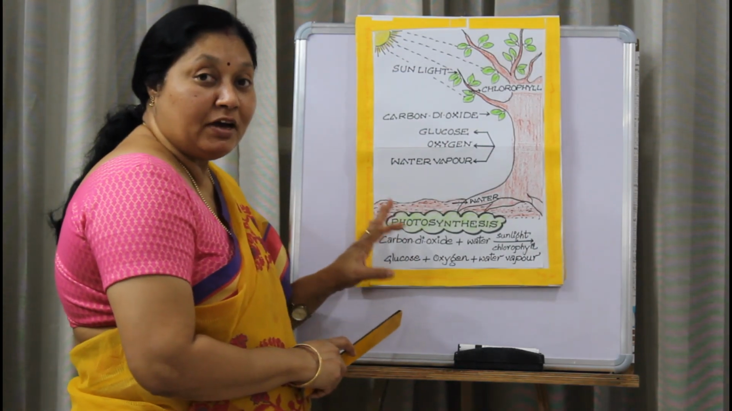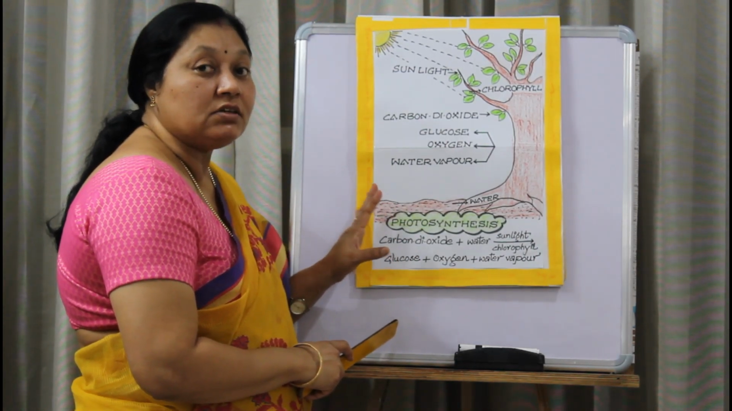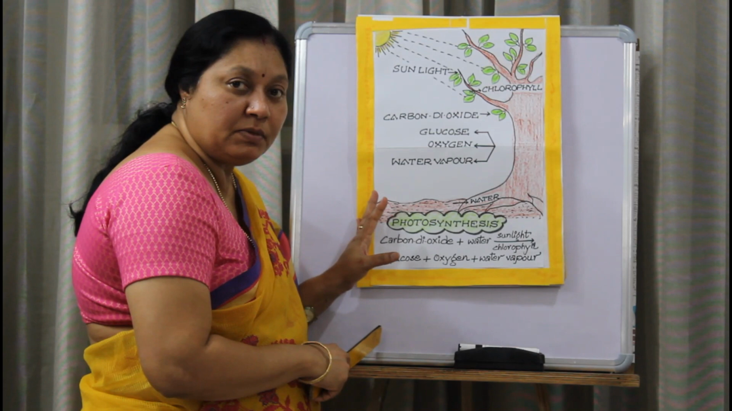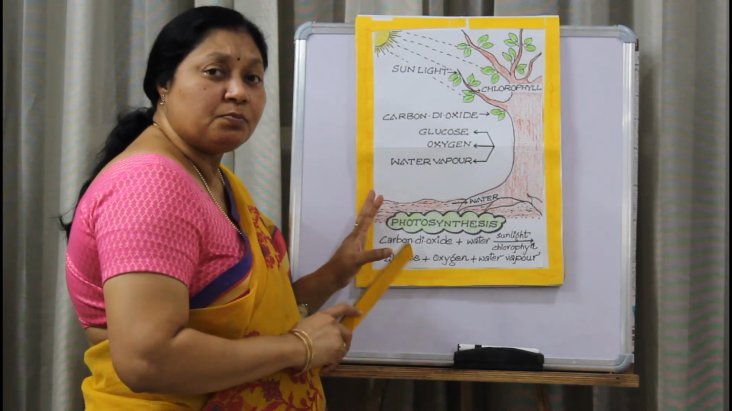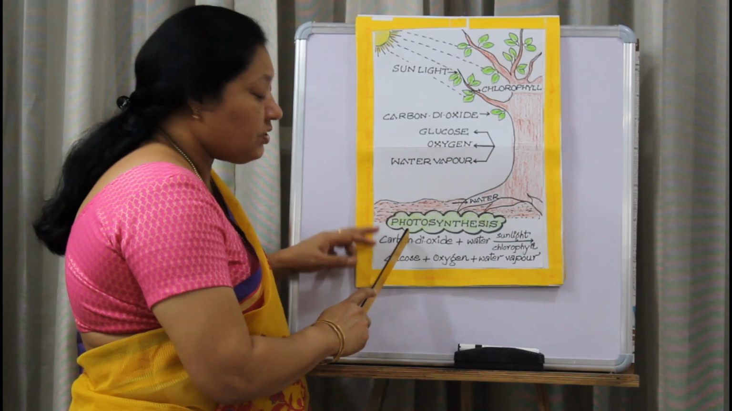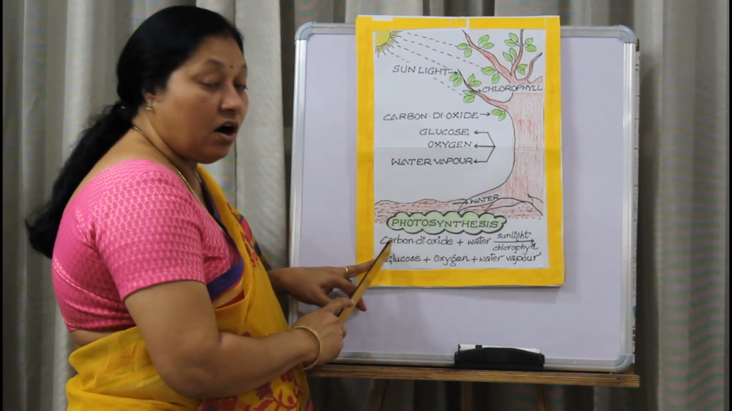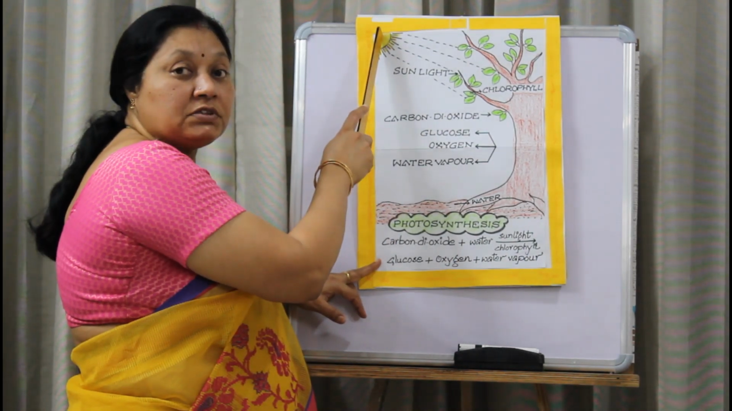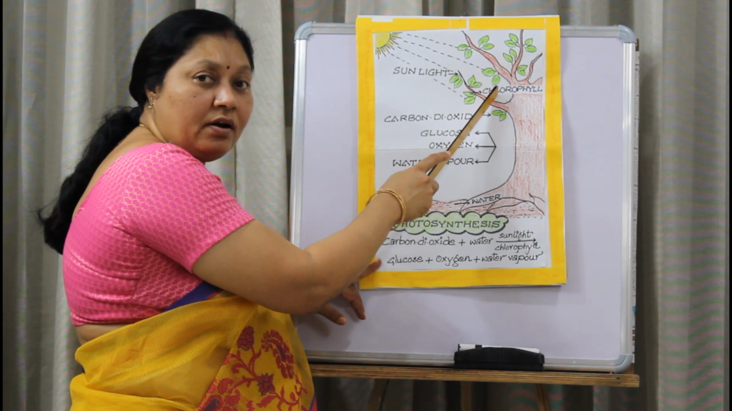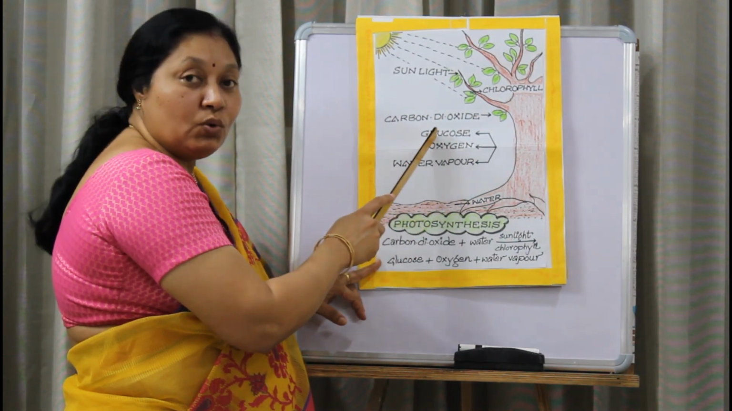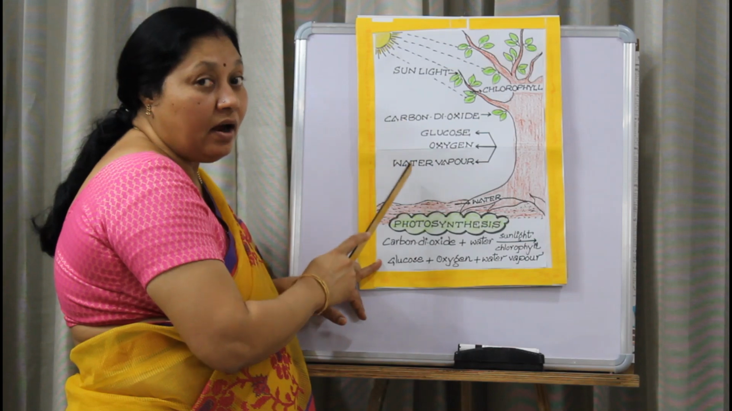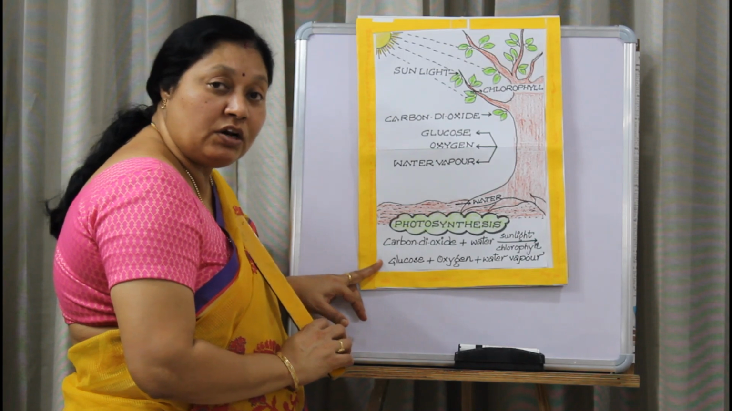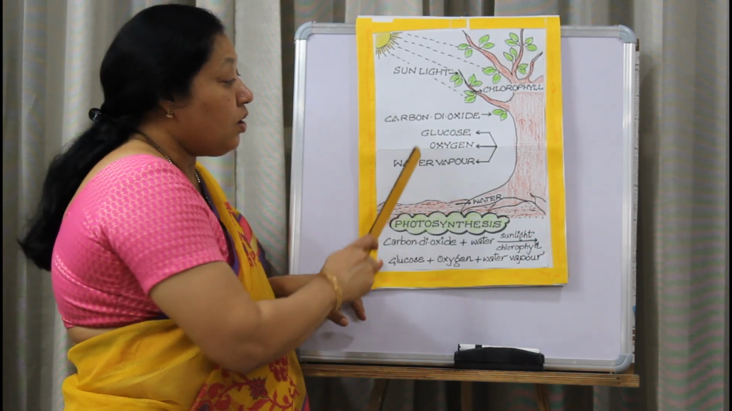The process of making food in plants is called photosynthesis. Photo means light and synthesis means putting together. This process of photosynthesis can be written in a simple equation: carbon dioxide plus water in the presence of sunlight and chlorophyll gives rise to glucose, oxygen and water vapor. We all depend on the plants not only for our food but also for oxygen.